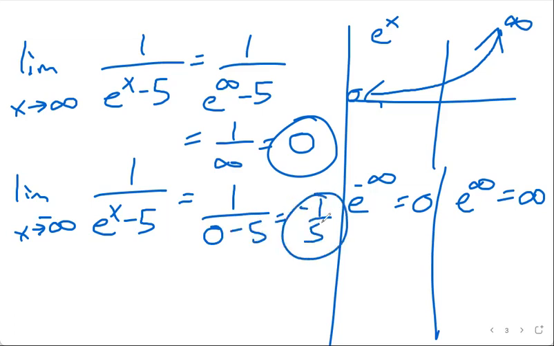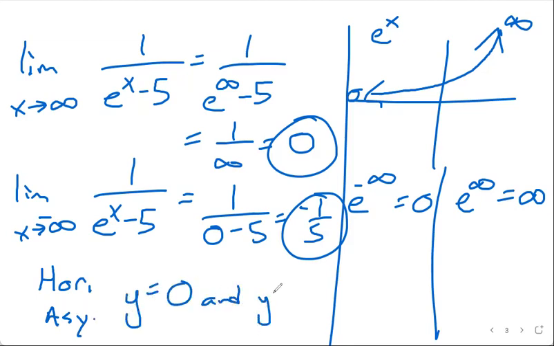And these could be individual questions, or they could ask you, what are the horizontal asymptotes? And you go, oh, well, it's going to be y equals 0 and y equals negative 1/5. Yes, you can have more than one horizontal asymptote depending on what the equation is. One as you approach infinity, and one as you approach negative infinity.